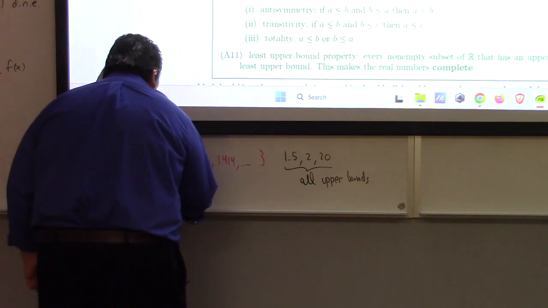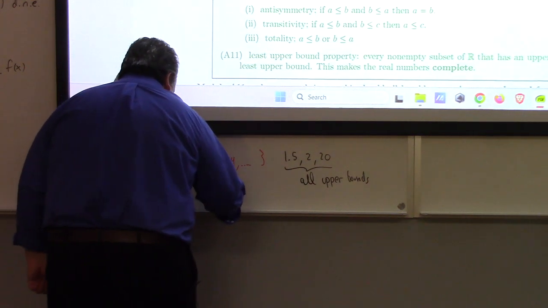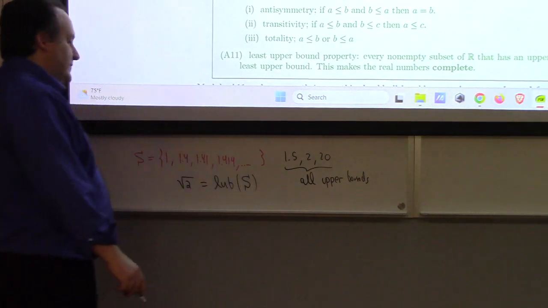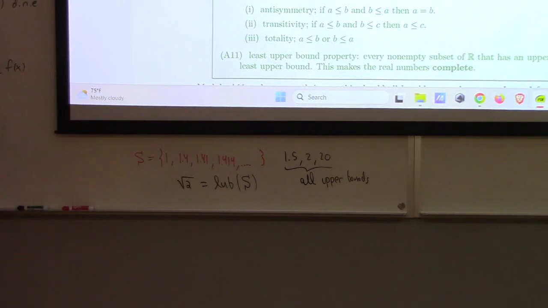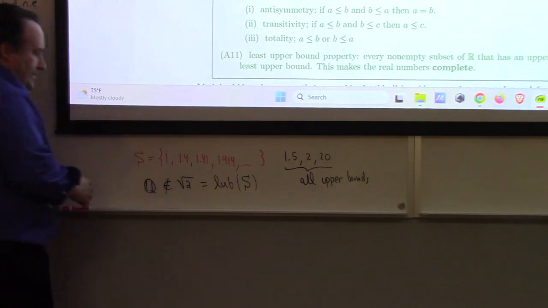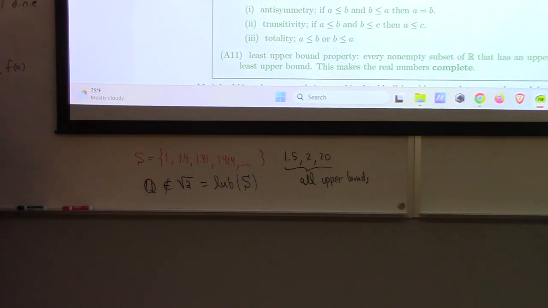The square root of 2 is the lub, the least upper bound of S. All right? The least upper bound of S is the square root of 2. And the square root of 2 is not a rational number. This can be proved. It's impossible to obtain the square root of 2 as a fraction of two integers. So that means that the rational numbers do not have the least upper bound property.